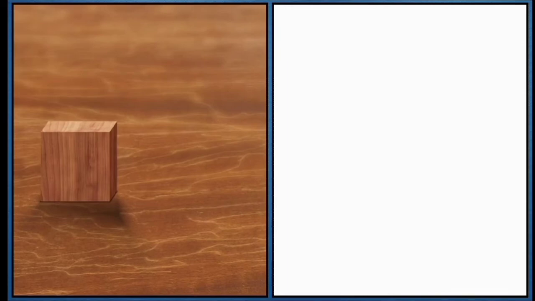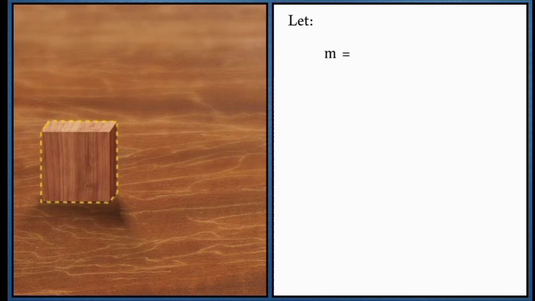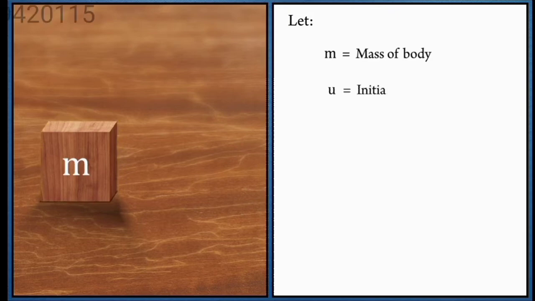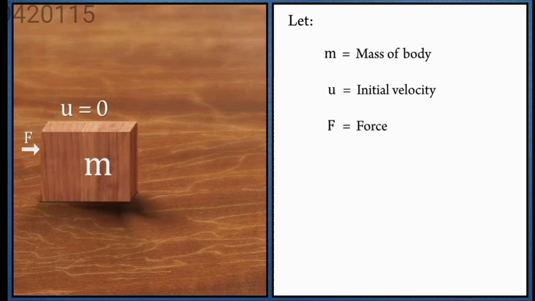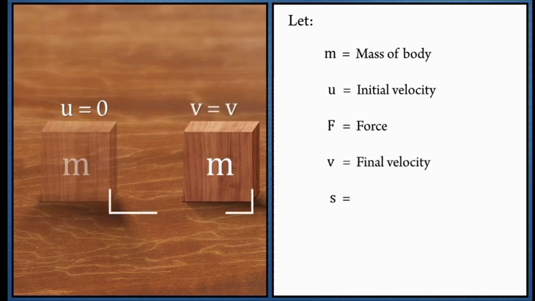Let's derive the formula to calculate the kinetic energy of a moving object. Consider an object of mass m initially at rest. Thus, its initial velocity u is 0. Let us assume that a constant net force F acts on the body for t seconds and brings it to motion in the direction of the force. At the end of t seconds, let v be its velocity, s be its displacement during the interval t, and a be the acceleration produced in the body.